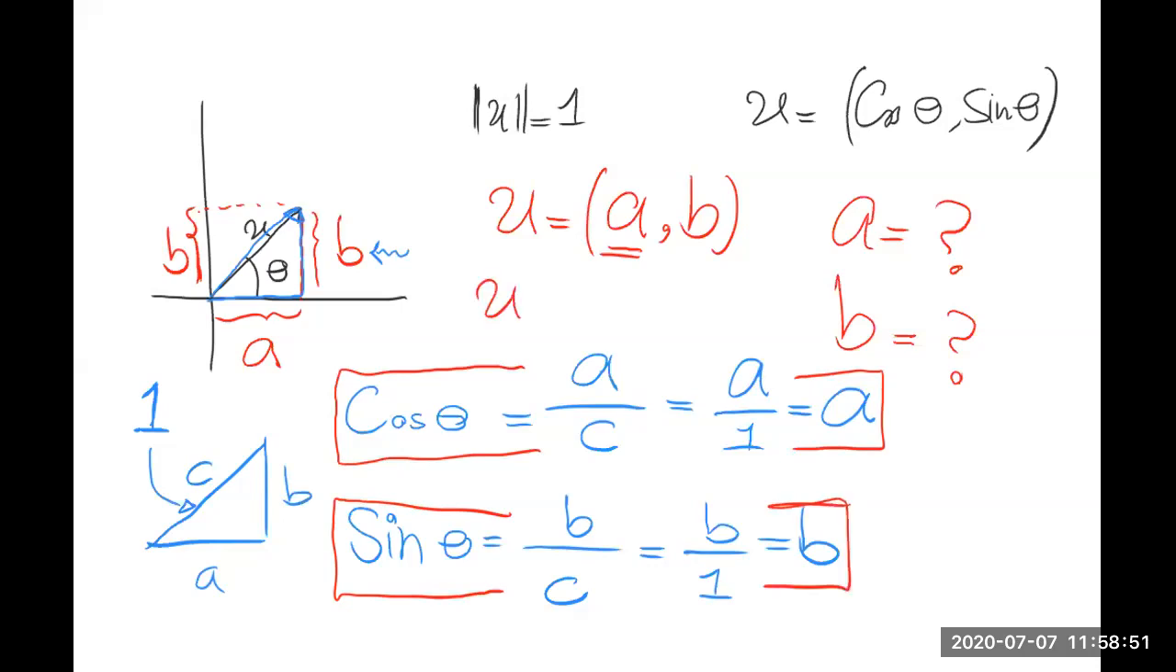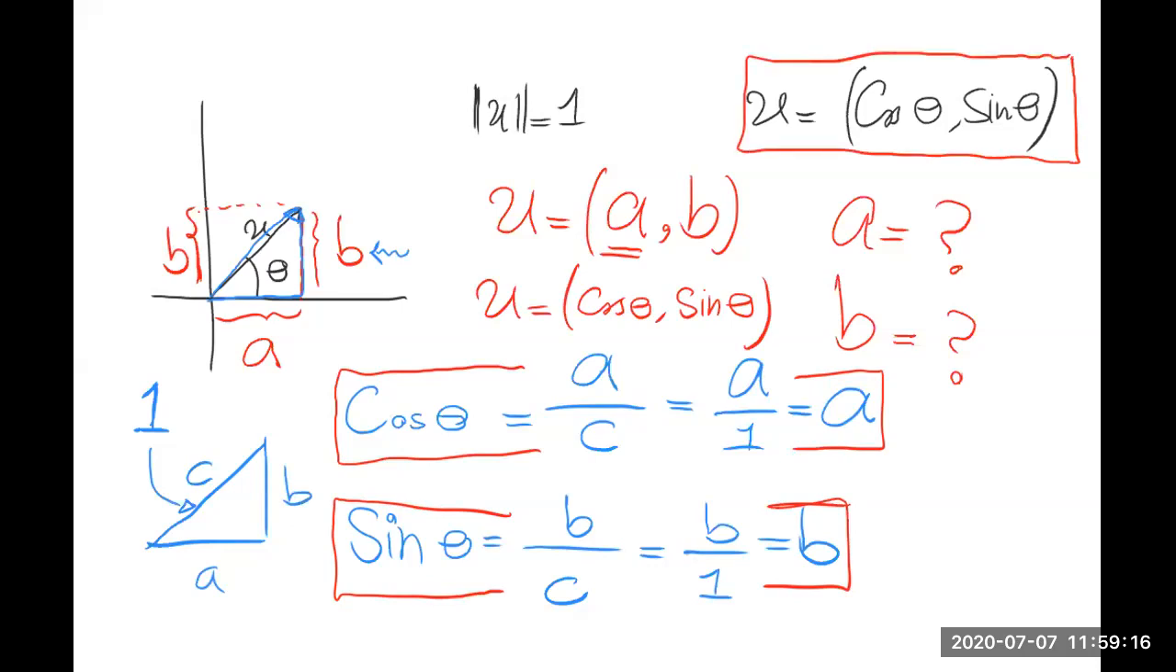Now, what are A and B? A and B are coordinates of u. U equals A and B, but A is equal to cosine of theta, B is equal to sine of theta. So it just follows from the definition of sine and cosine in a right triangle. Therefore, any unit vector u is equal to cosine of theta and sine of theta, where theta is the angle it makes with the positive direction of x.